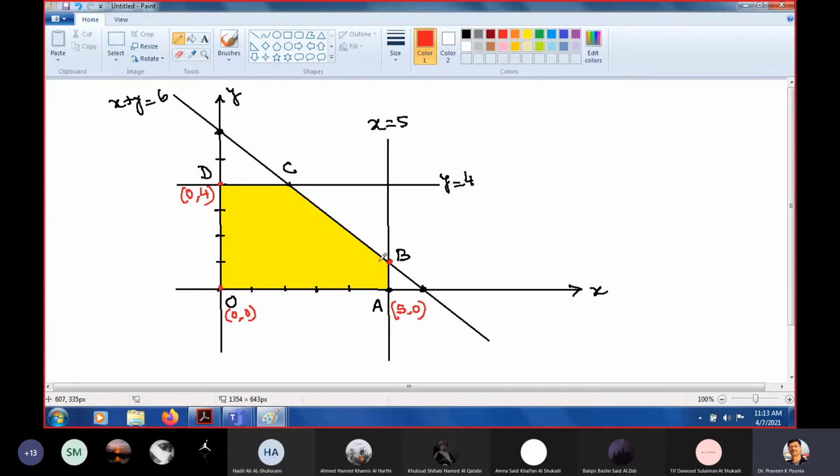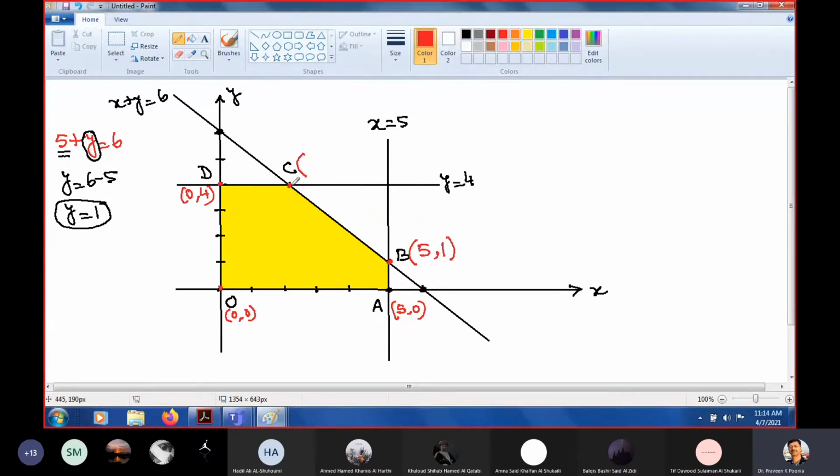Now you need to find the coordinates of B and C. Clear? For B, the first value is x, and on this line x is equal to 5. Now to find the value of y, this is the intersection of two lines, x is equal to 5 and x plus y is equal to 6. So it is 5 plus y equal to 6. Why do we put 5 here? Because x is equal to 5. So y is equal to 6 minus 5. The value of y is 1. So this coordinate becomes 5, 1.